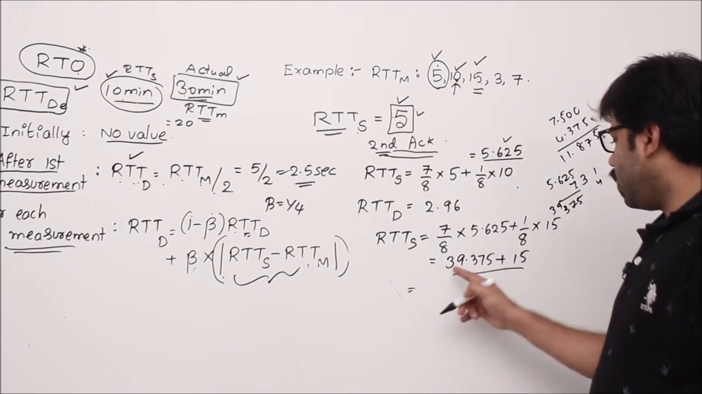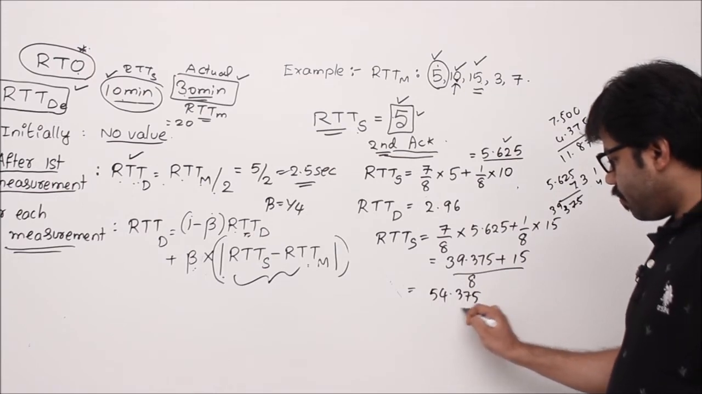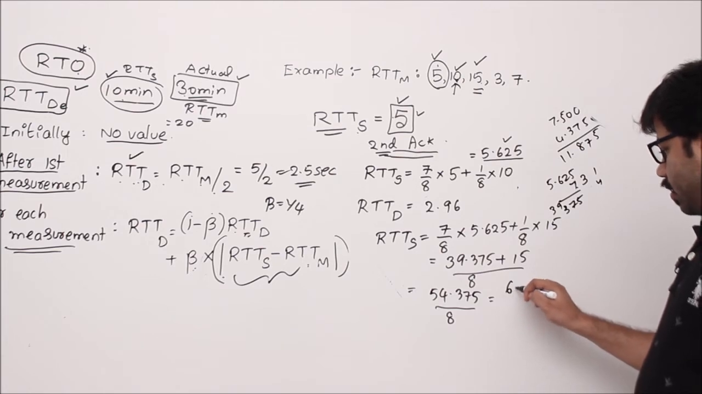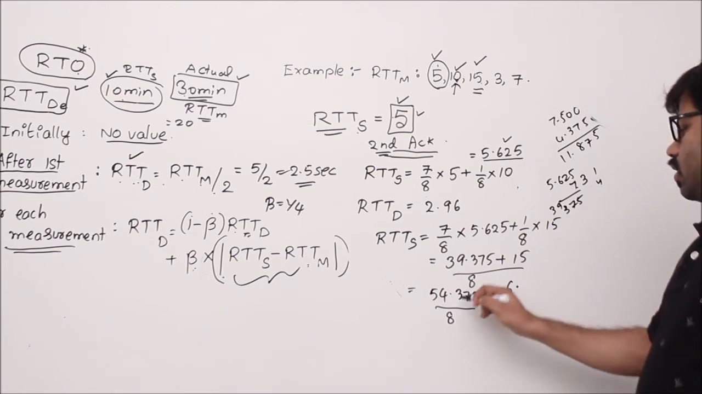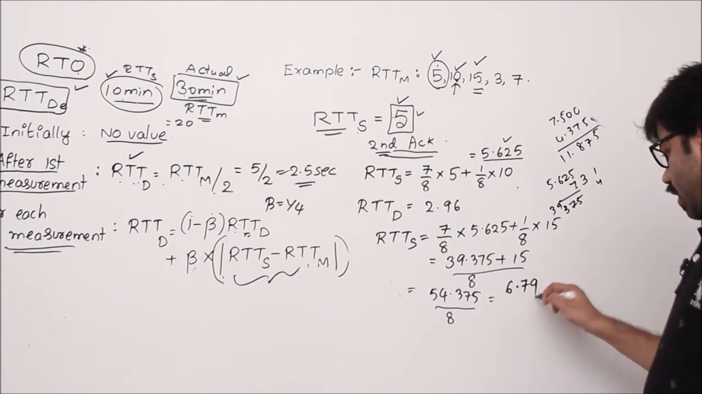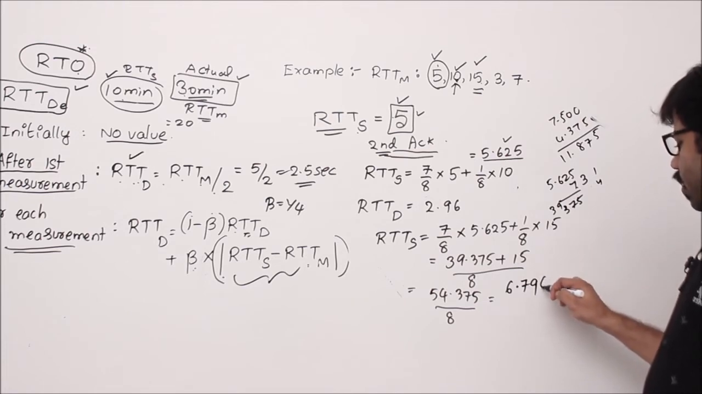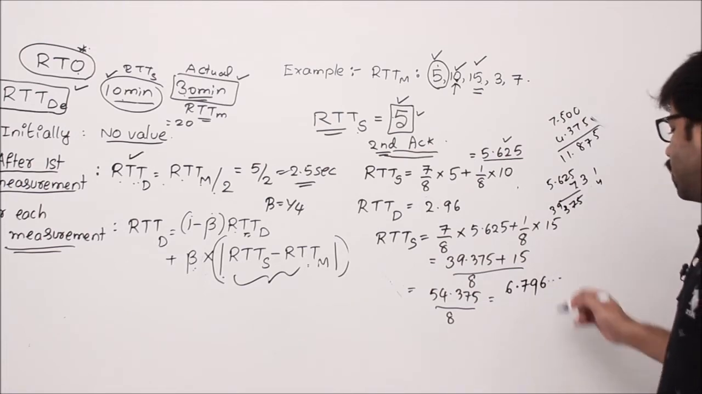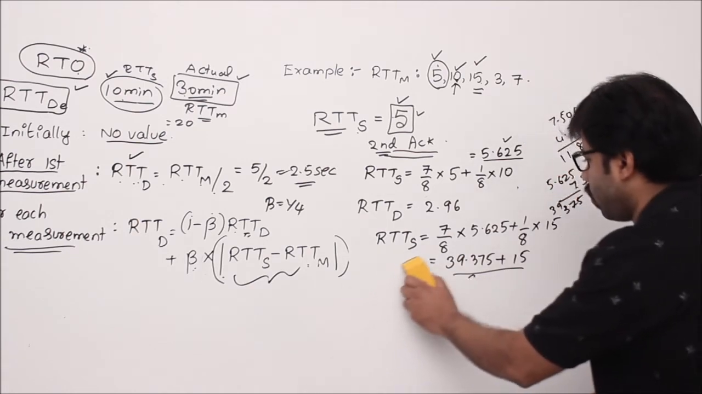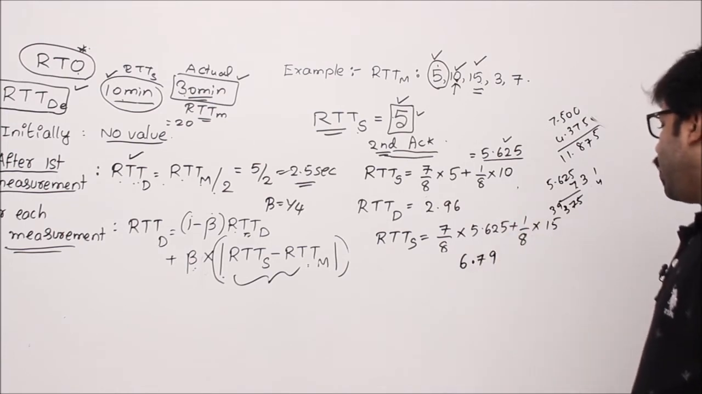It would become 39 plus 15, 54.375 by 8. If you simplify it, 8 6s are 48, so 6, 63, 8 7s are 56, 7, 77, 8 9s are 72, 5, 55, 8 6s are 48, so something around 6.79. I can take it as 6.8 or 6.79, not a problem. So finally RTT smooth is 6.79, remember it.